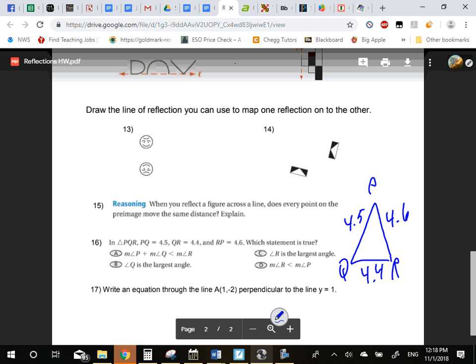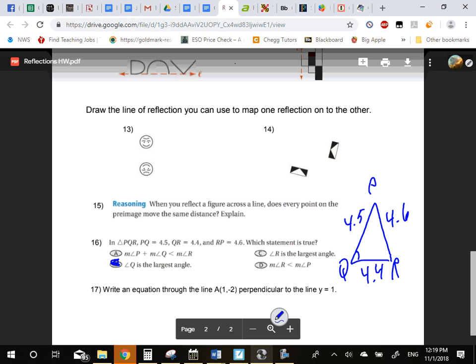What do you know about angles versus the sides across from them? Are they related? Yeah, so smaller angles are going to be across from smaller sides. Bigger angles are going to be across from bigger sides. So if you look at this, what's our biggest angle going to be? Q. And right away we can just say, oh, that's B.